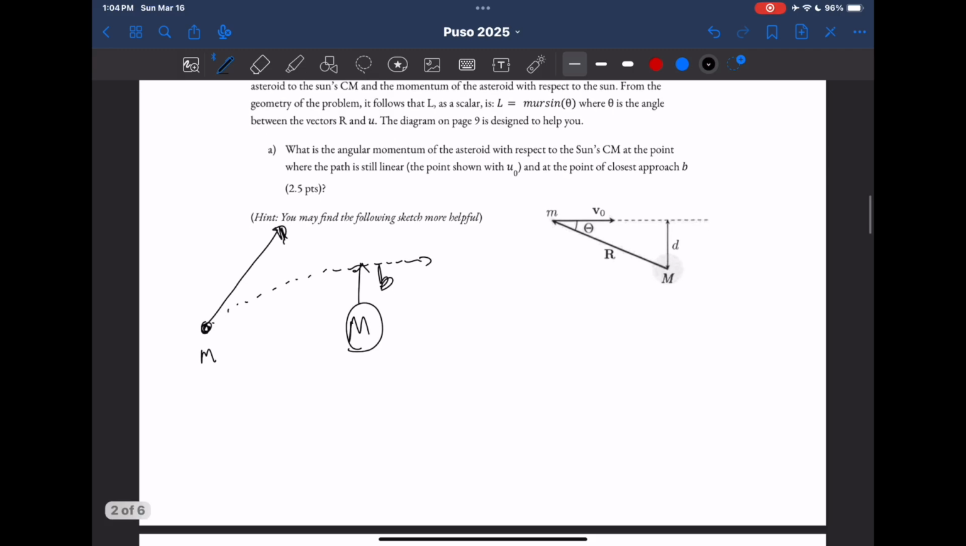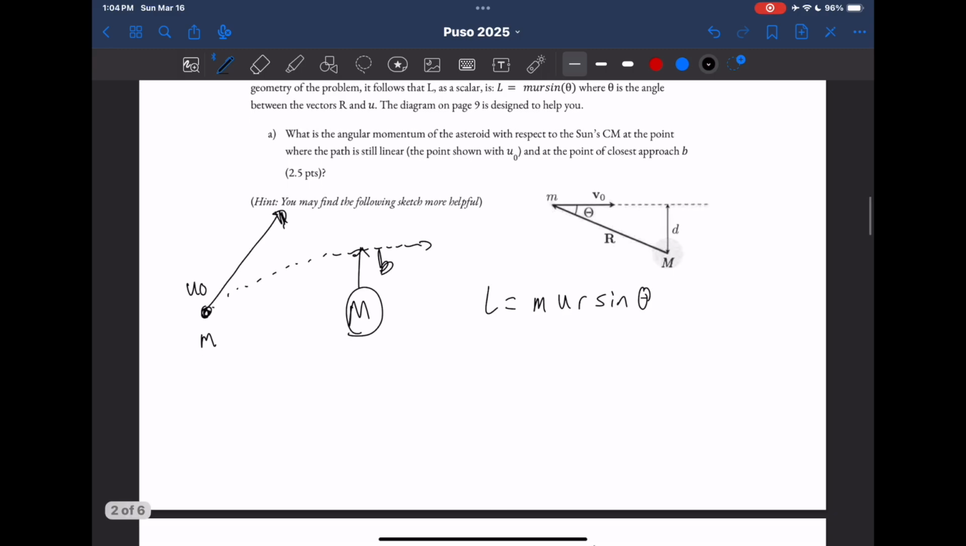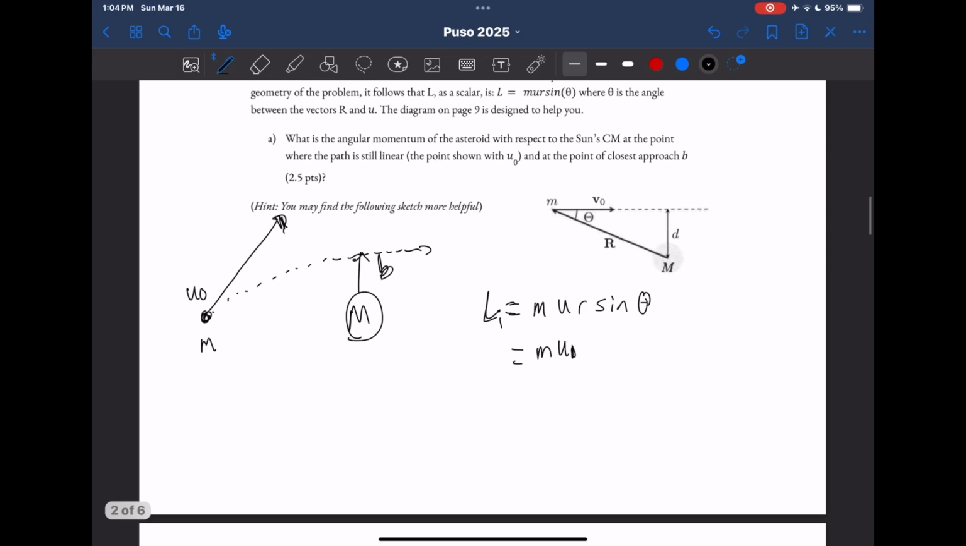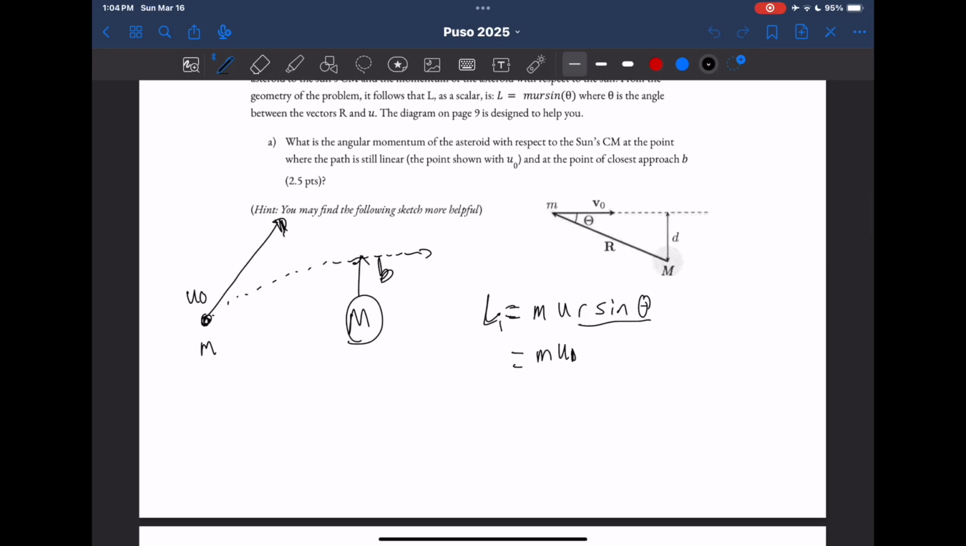All right, so let's do the initial case, when the path is still linear, the point shown with u naught. So we have an expression that L is equal to m u r sine theta, right? Right now we're doing the initial angular momentum, so we can say L_i. For L_i, we know that mass isn't going to change, so that's fine. Velocity is u naught. And then we need an expression for r sine theta. How do we express this right here?